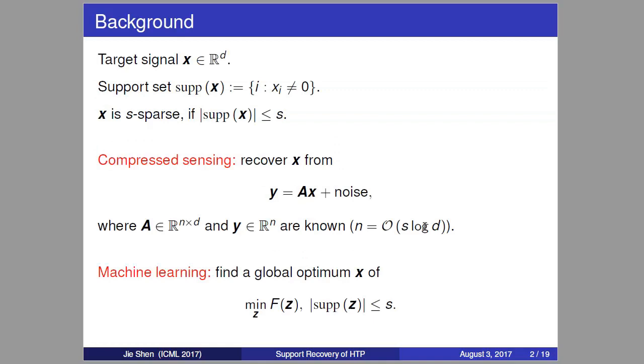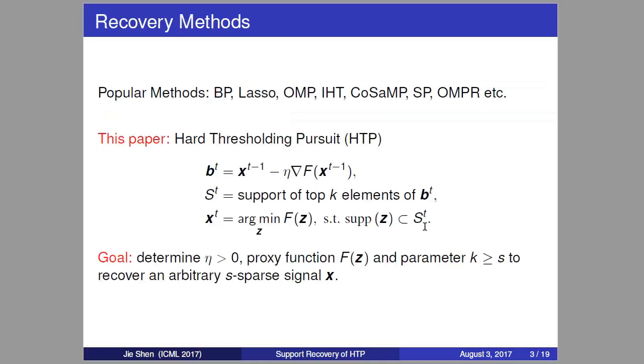In machine learning, many problems such as sparse PCA can be formulated as a sparsity constraint minimization, and in this case, we are interested in finding a global sparse minimizer. There are many elegant methods in the literature for sparse recovery, like basis pursuit, the lasso, and orthogonal matching pursuit. In this paper, we study hard thresholding pursuit, which is simple and efficient.